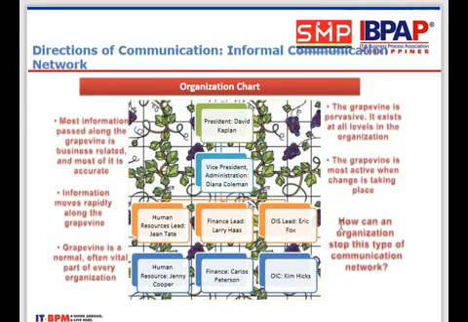Now the question is, how can an organization stop this type of communication network? I guess it would be very difficult for an organization to stop this type of communication, since the body of organization or the ones who compose the organization are different persons having different insights and thoughts.